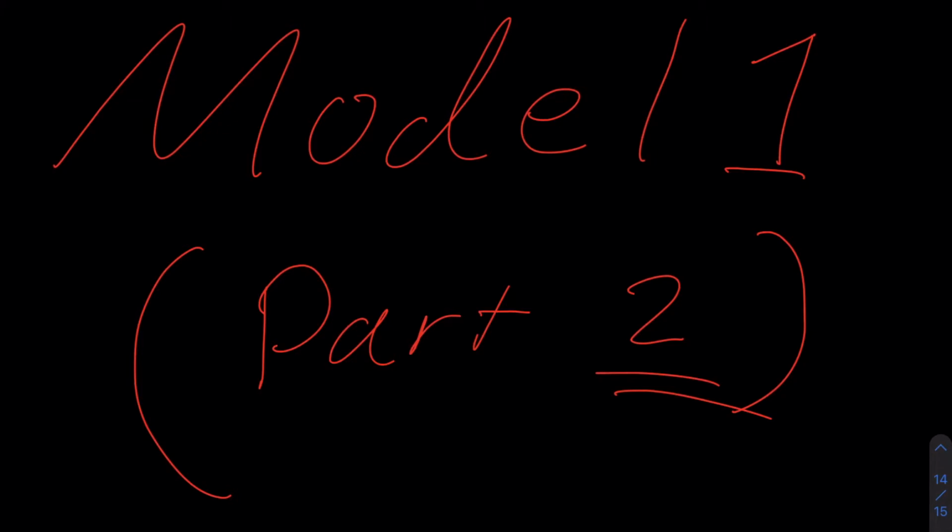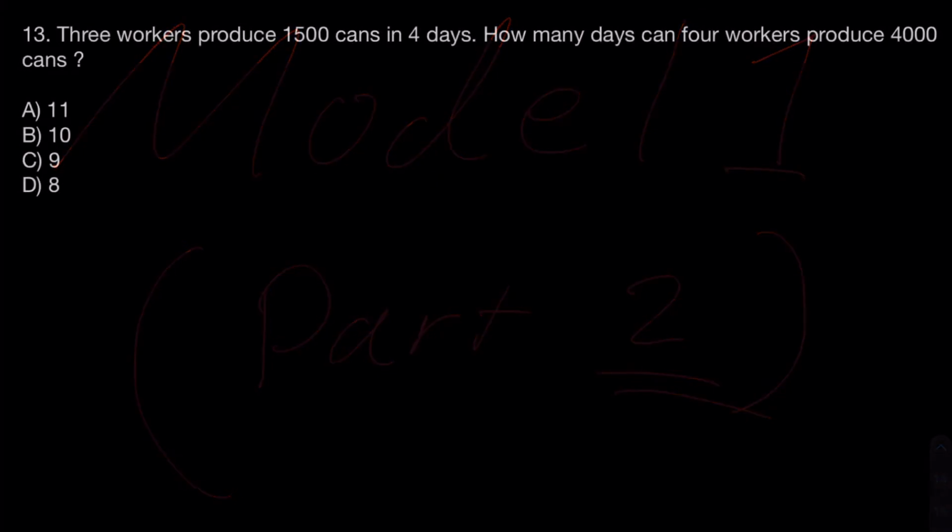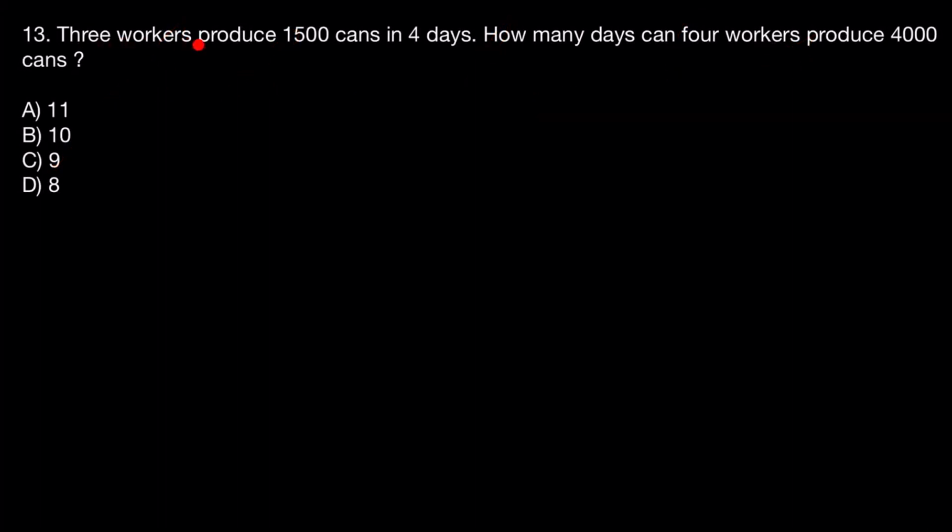But for now, let's get into the video. So for question 13, we have 3 workers produce 1500 cans in 4 days. And how many days can 4 workers produce 4000 cans?